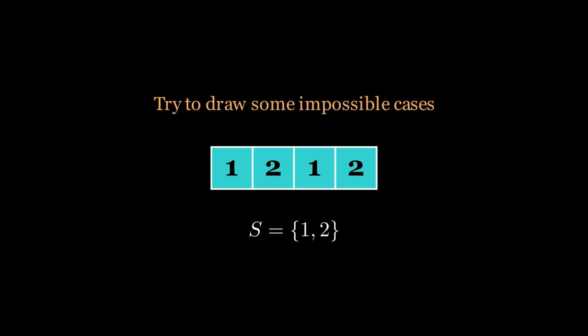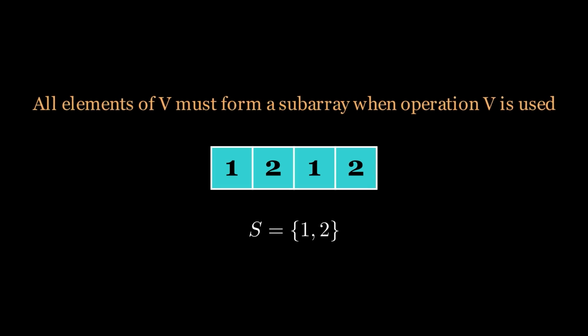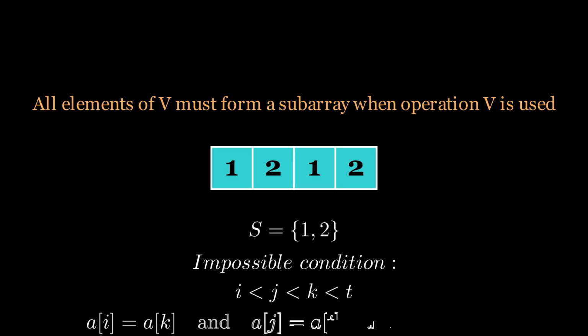Every operation has to erase all occurrences of V in the array, because we can only do each operation once per value V. This means when we do an operation with the value V, all occurrences of V have to form a subarray. Here there are no elements that form a subarray, so we can never erase the entire array. Let's try to generalize this.